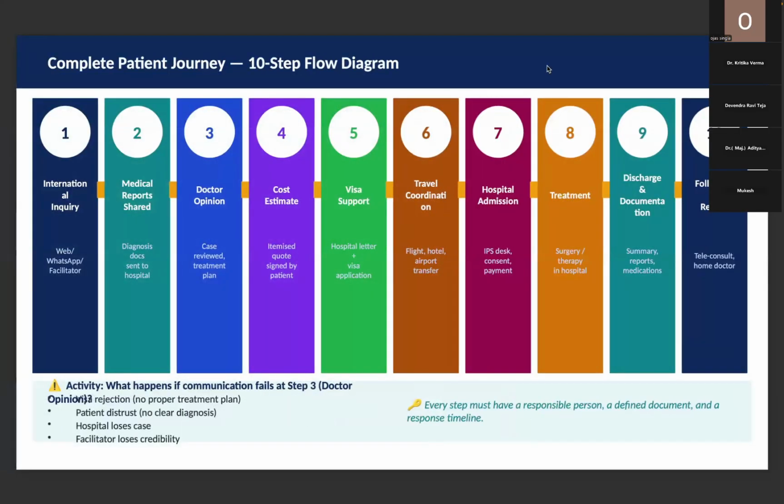Now, if we talk about the complete patient journey, this is how an international patient moves through the system. Usually, you will get an inquiry through the internet, through the website. They will text you on WhatsApp. They will take your WhatsApp number from the website. They will maybe search you on social media, or maybe come through a medical value facilitator, right?